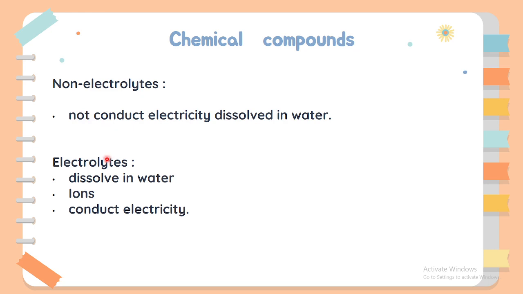On the other hand, we have electrolytes. When you put them in the water, they dissolve in water and they dissociate into ions, a positive ion and a negative ion, so they can conduct electricity.